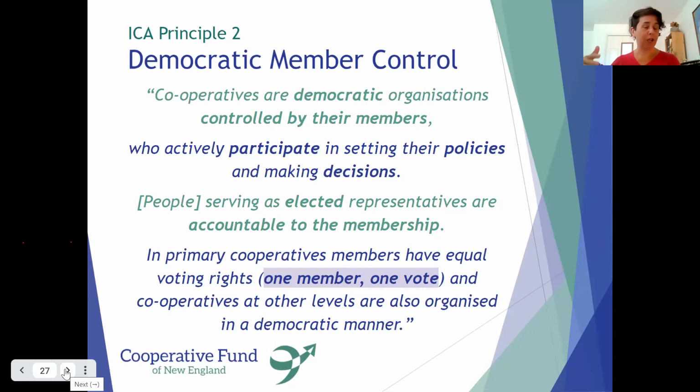A primary cooperative means, say, a worker co-op where literally every member has a vote on whatever member decisions. And a secondary cooperative would be, say, a producer co-op where there are several farms, and each of those farms counts as one member and has one vote toward the larger co-op. But in either case, the co-op ultimately is accountable to its members to make sure it's meeting their needs.